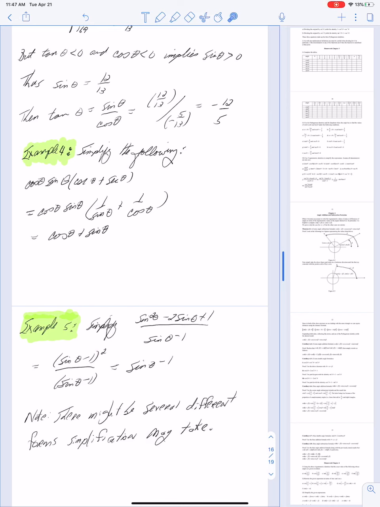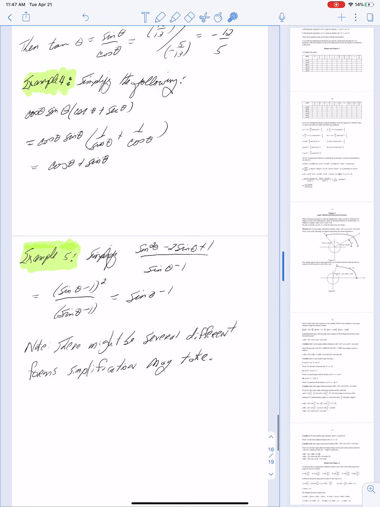You can factor it. It's a quadratic-like equation is what they call it. So now I have sine theta minus 1 all squared divided by sine theta minus 1. Guess what? One of those cancel to give me sine theta minus 1, and that's as simple as that gets. Now a little warning. Yes, there might be several different ways you can simplify things because I'm not specific. I don't say write everything in terms of something. I just want you to do a little algebra on it.